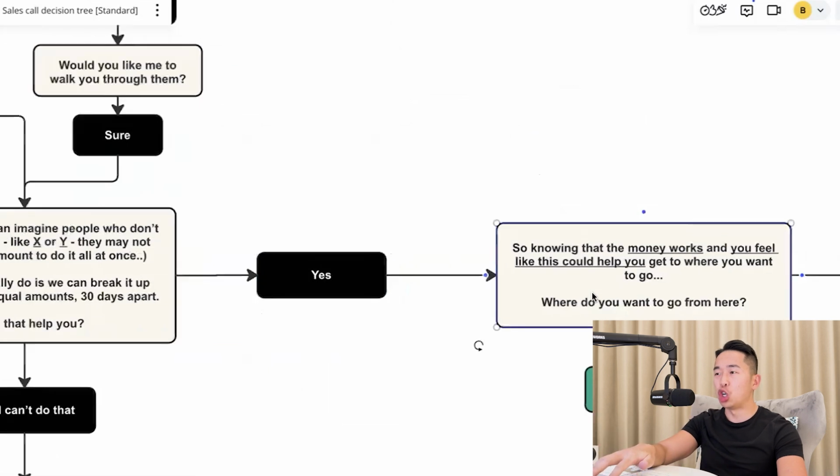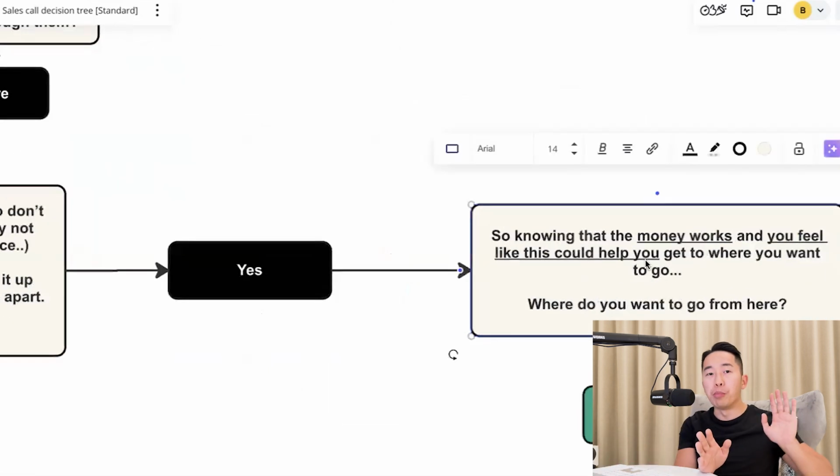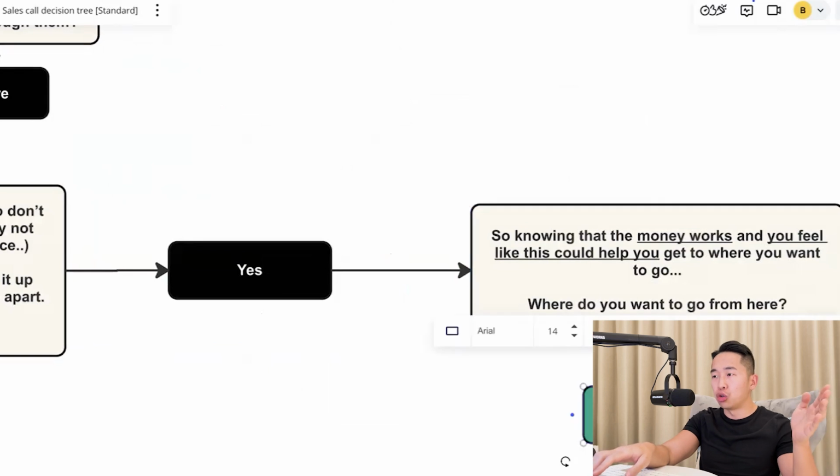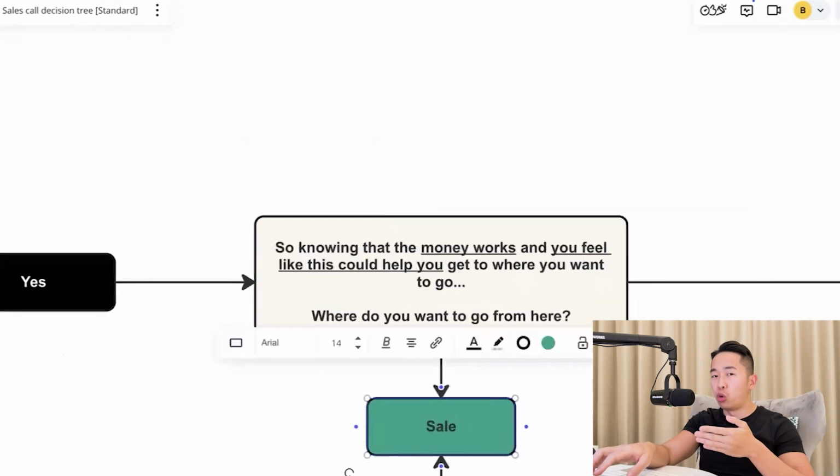You see what we're doing? So knowing that money works, so that money door is closed. So they can't exit that door anymore, right? And then you feel like this could help you get to where I wanted to go, which is the value door, right? So the value door is shut. So now they have to go to the sale, right? Logically speaking. And if it is logistical, then you'll move forward into the sale.